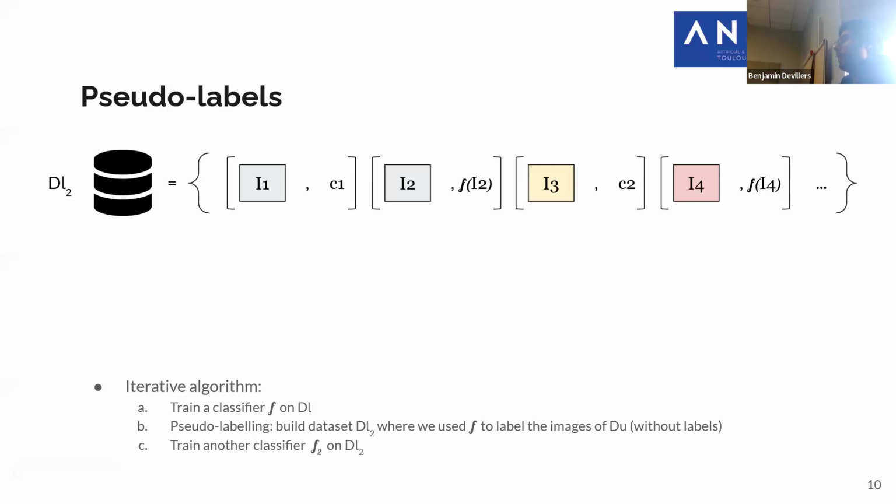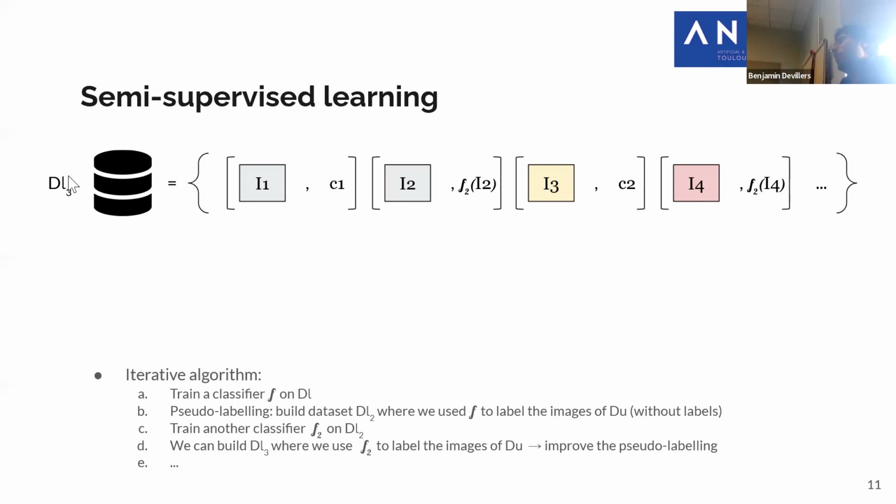And here again, you can imagine that we can continue iterating. Now that we have F2 that has been learned with this one, we can recreate DL3, a new dataset, where we use this new classifier that we trained on DL2 and relabel these images with this model. Hopefully they will be even better. And we can continue over and over until convergence, until we see that there is no real improvement in the model we get. Okay, is that clear? The process is clear?